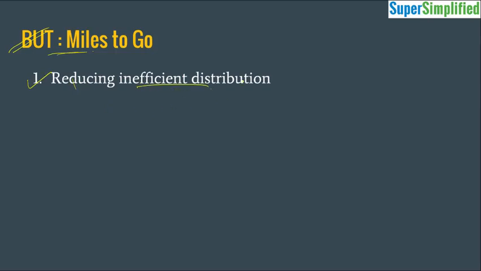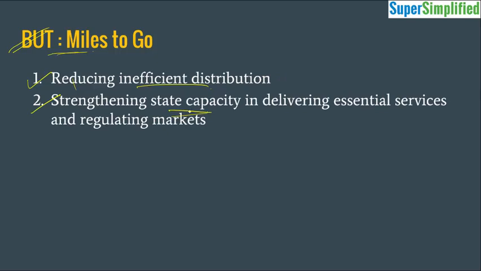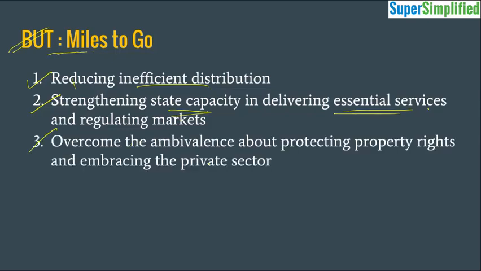There are a lot of benefit programs, a lot of subsidy programs, a lot of social security programs which are going on, and money is transferred to the beneficiaries. Another challenge here is to strengthen the state capacity in delivering essential services like health and education, and to regulate the market, right? And the third point is to overcome the ambivalence about protecting property rights and embracing the private sector. So all these points we are going to discuss in detail in the coming chapters, but just have a look at what the issues pertaining to the Indian economy are right now.